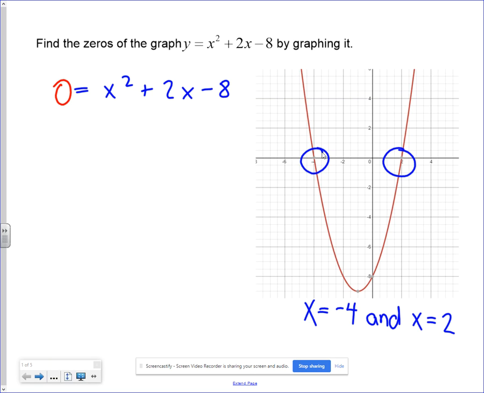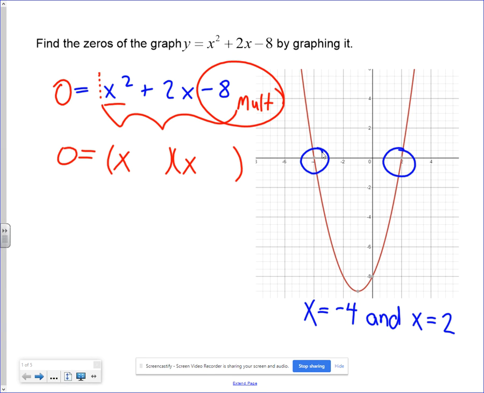Well, we could solve this equation by factoring. On the right-hand side, we got a quadratic trinomial that has a leading coefficient of 1, so it should be easy to factor. So we'll put x and x in. X times x is x squared. Now I'm going to ask myself, what two numbers multiply to -8 and add to +2?